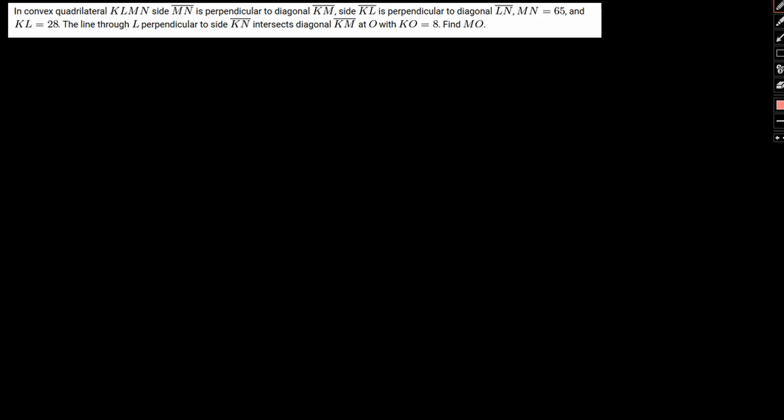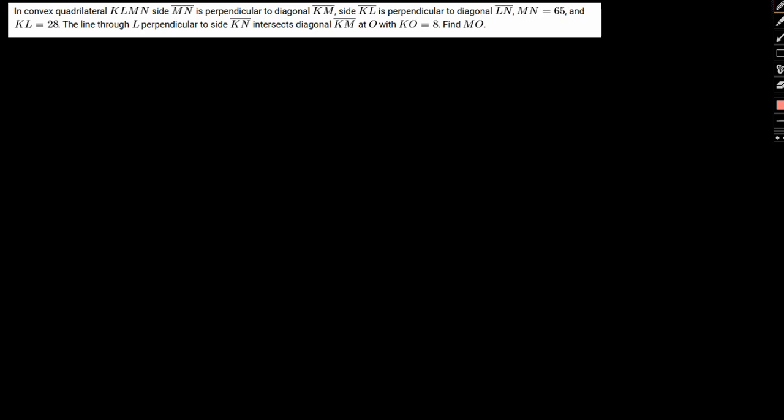A convex quadrilateral KLMN, and side MN is perpendicular to diagonal KM, and KL is perpendicular to diagonal LN. MN is equal to 65 and KL is equal to 25. The line through L perpendicular to side KN intersects diagonal KM at O with KO equal to 8. Okay, so we need to find MO.